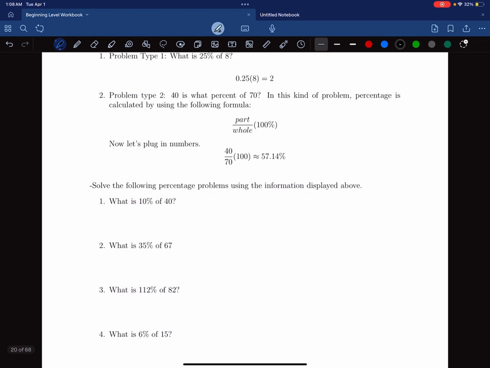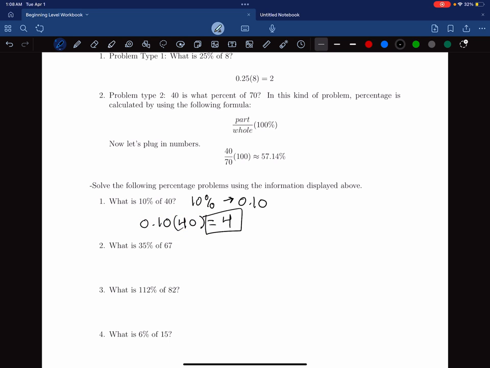To do that, as we've seen above, you take this 10% and convert it into a decimal, which is 0.10. Then you take that decimal, 0.10, and multiply it by 40, which will give you 4. So 4 is 10% of 40.